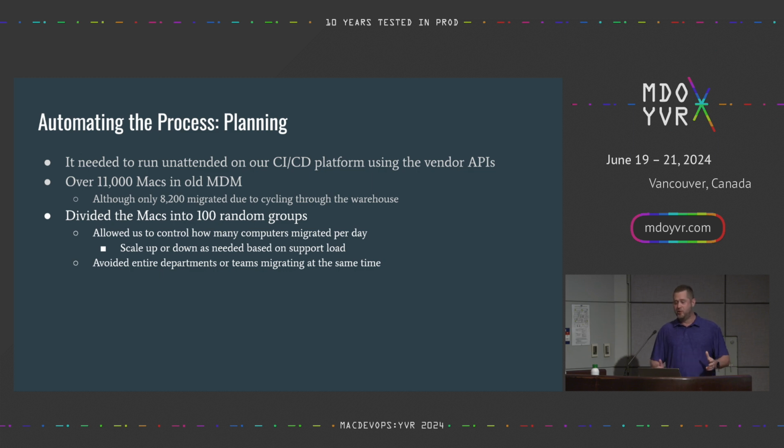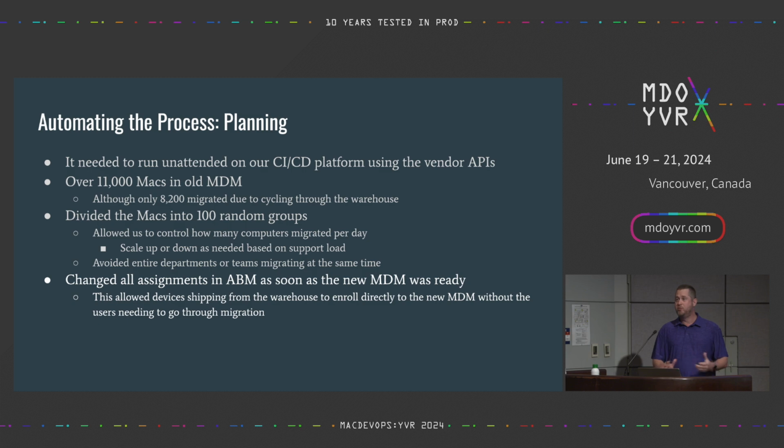So to deal with those, we divided them up into 100 random groups, and that allowed us to control how many computers migrated per day. We could scale the count up or down as needed depending on the support load. And it also avoided trying to migrate entire departments or teams all at the same time.